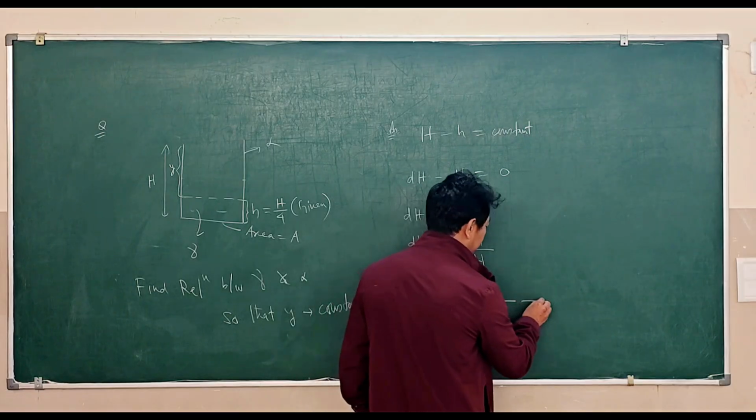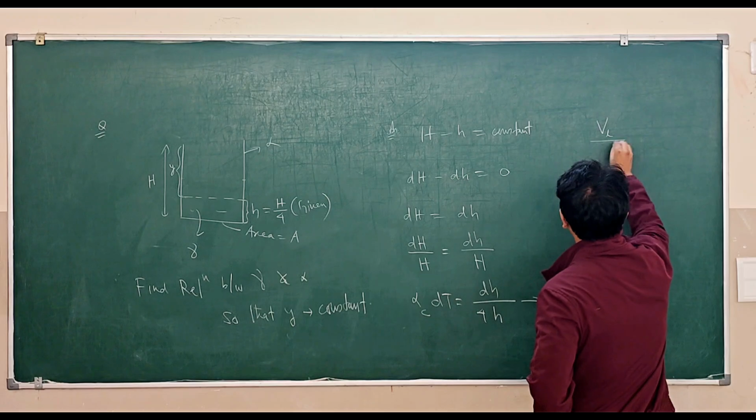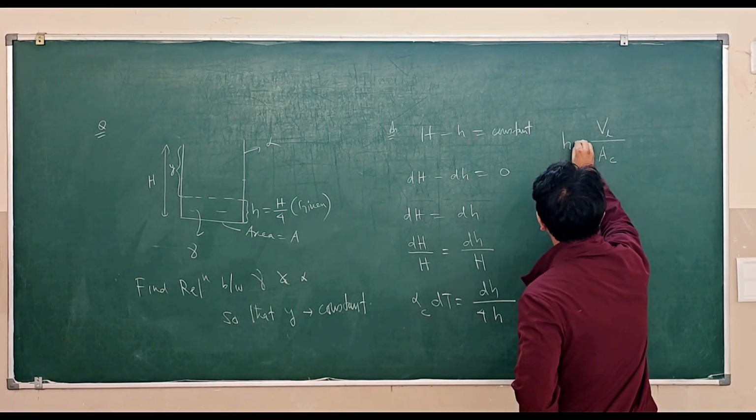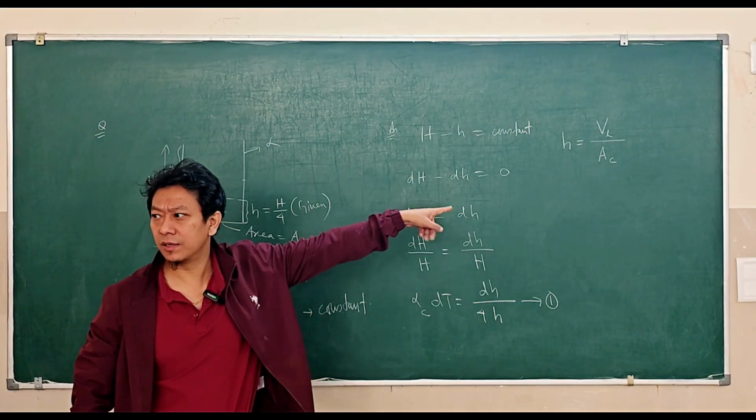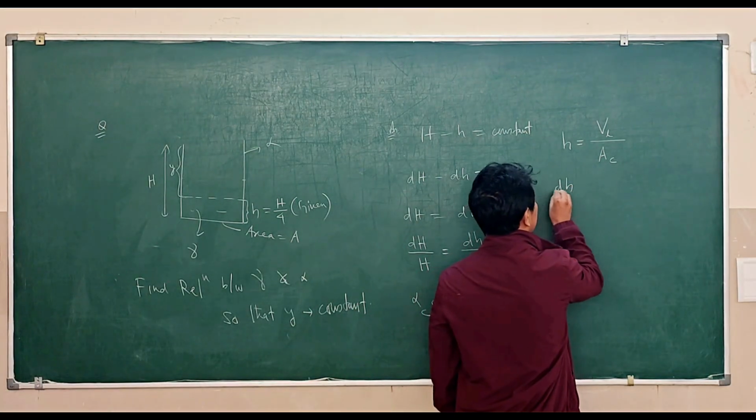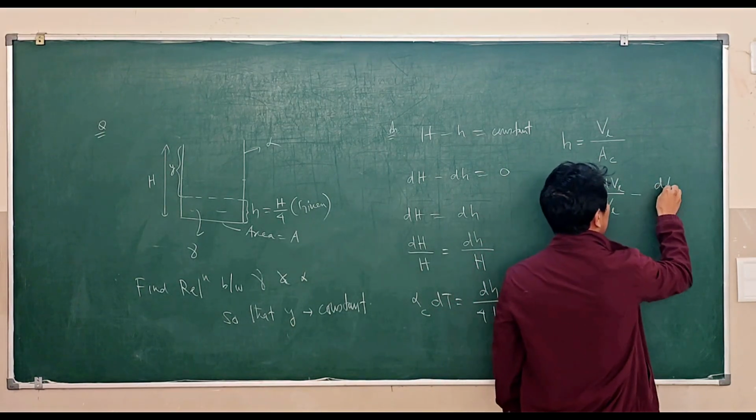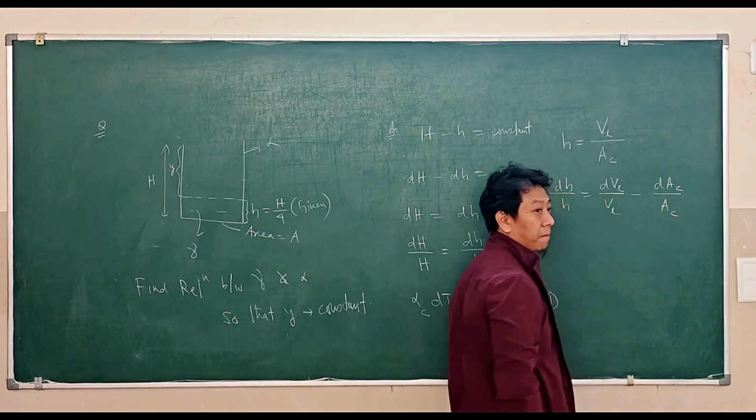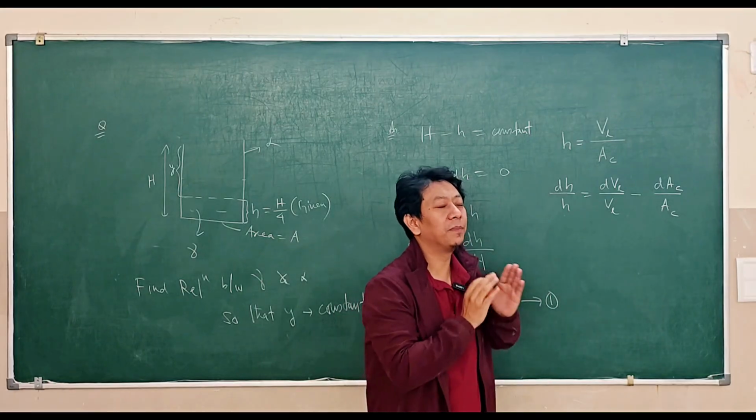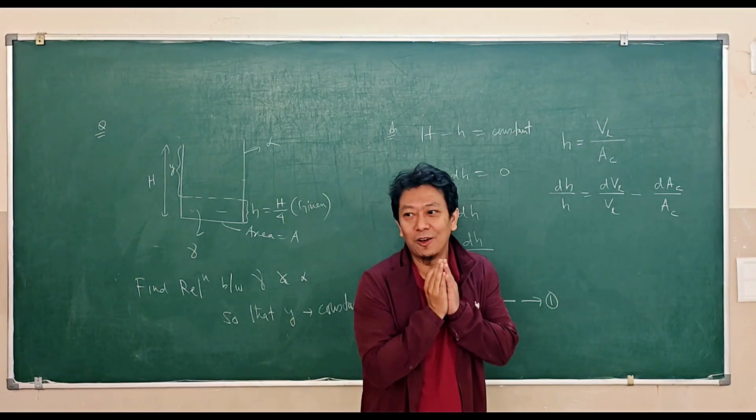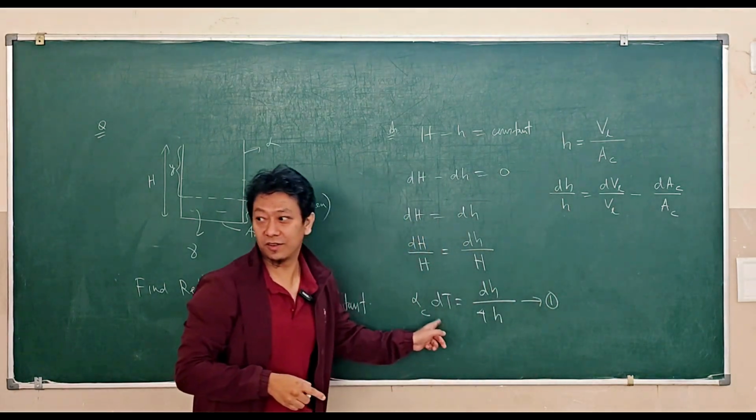This one let us write equation 1. Well, volume of liquid by area of container will give H. I think this is what I used in the first derivation. So what will be dH by H? D volume of liquid by volume of liquid minus D area of container by area of container. This one I want. So keep it there. Before you put 0, they told H is constant. Now they are not saying H is constant. So now you cannot put 0 here. Now this only we are searching for.